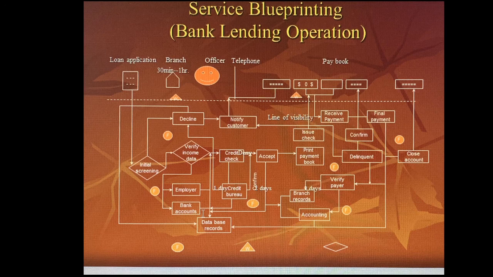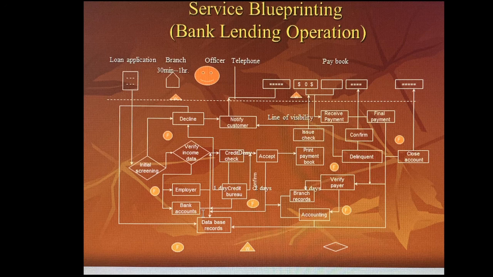If your CIBIL score is less than 650, they will not provide loans. So they do the credit check, and if it is okay, they proceed to the next step. This takes some 7 to 8 days in nationalized banks. And if everything is okay, they go for accepting it.